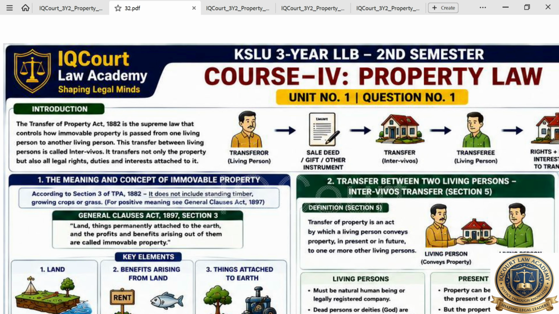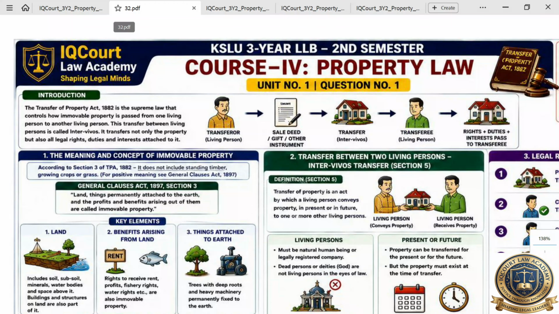Under the Property Law Act, this is the first question. It talks about immovable property, the transfer of immovable properties only. Okay. It can be transferred from one living person to another living person.